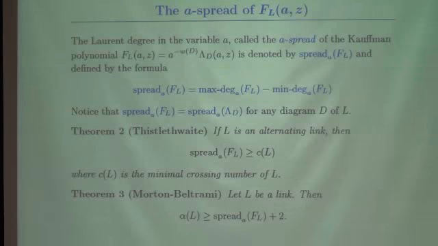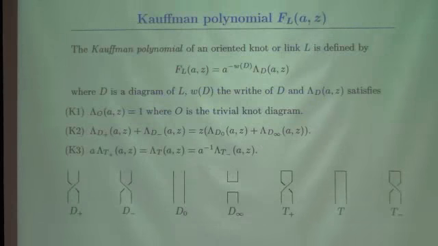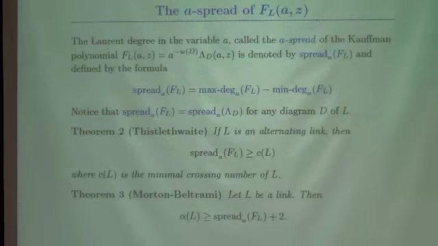And this polynomial has integer coefficients, but it may have negative powers. So the degree in A for the terms in this polynomial can be positive and negative. The A-spread of this Kauffman polynomial is the maximal degree in A minus the minimal degree in A. So this is always a positive number, unless you have an unknot.